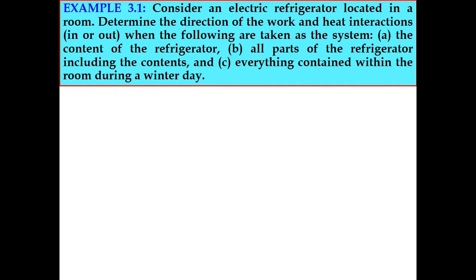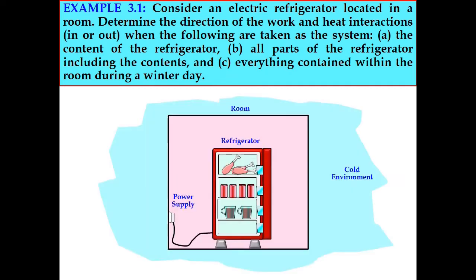So now this question asks you to identify the direction of energy transfer for the system, for the different boundary selection. Okay, so this figure shows the refrigerator inside a room. We have the power supply, we have the content of the refrigerator, and also the cold environment outside the room, which we refer to as the surrounding.